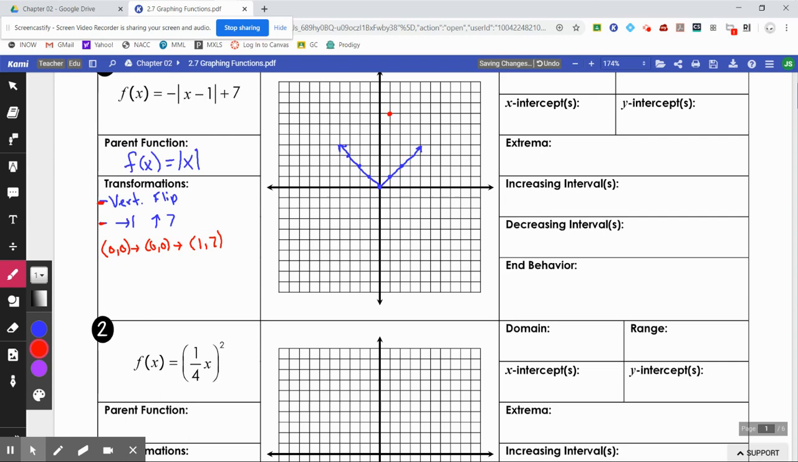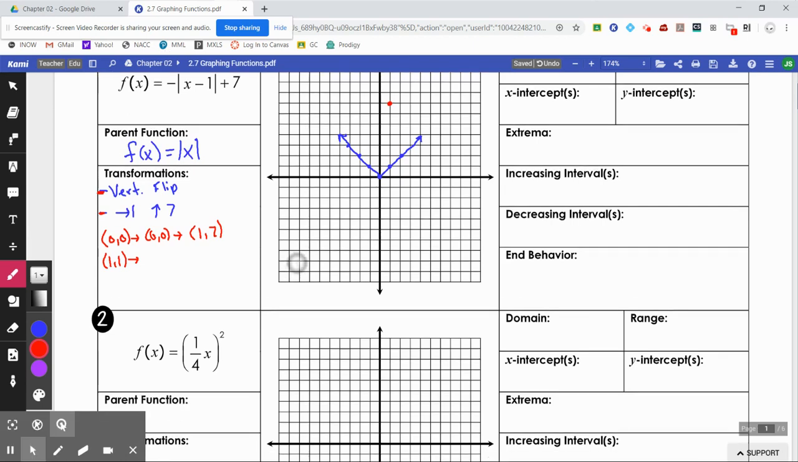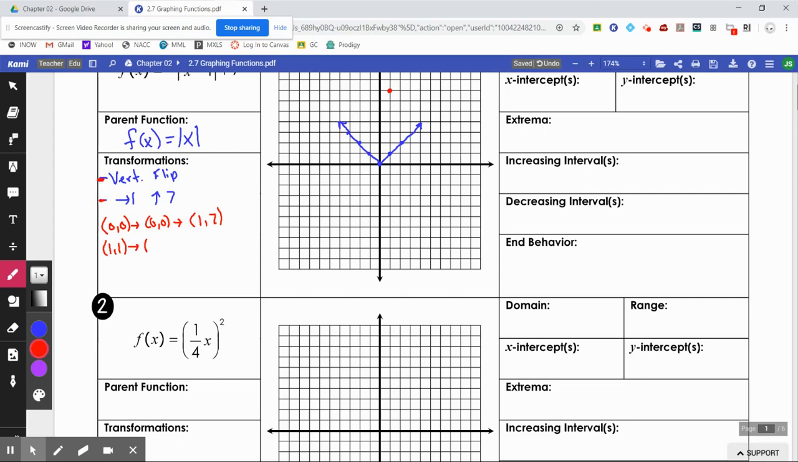Now let's take another point. I'm going to take the point 1, 1, which I know is going to be on the original parent function. We're going to flip it vertically, and that's going to be across the, excuse me, that's across the x-axis, and that is now going to be at 1, negative 1. And then if you take that point and you move it right 1, 1 turns into 2. And if you move it up 7, negative 1 will turn into 6. So the point 1, 1 is now at 2, 6.